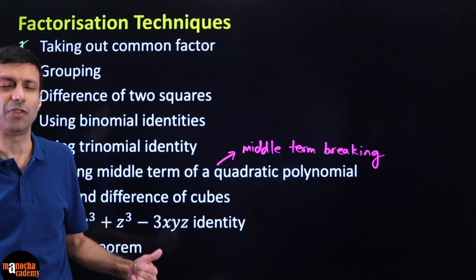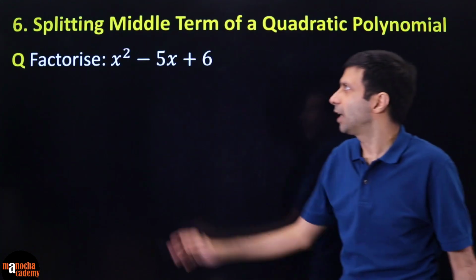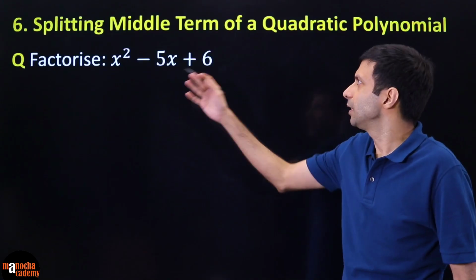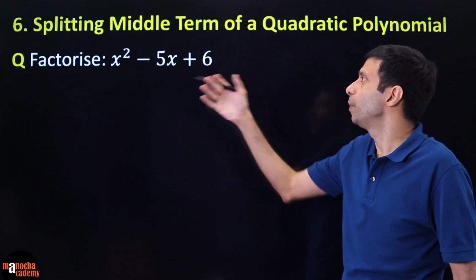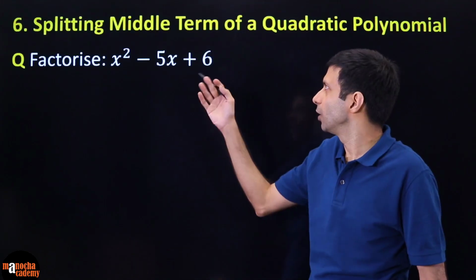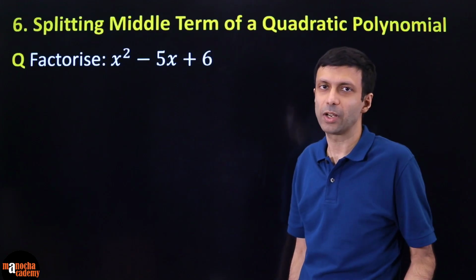Very important, very famous method. Suppose you are asked to factorize x square minus 5x plus 6. Now you can see there is no common factor. Grouping will also not help. Grouping helps when there is an even number of terms, like 4 terms. Here you have only 3 terms, so grouping will not help you.